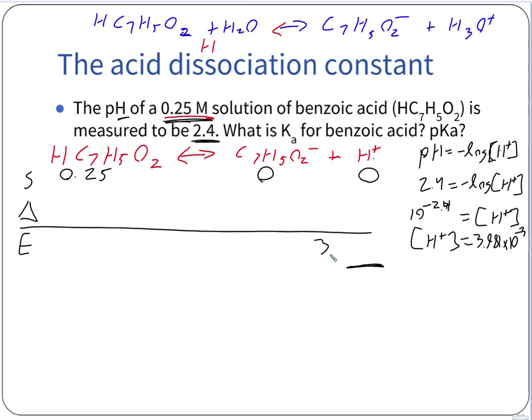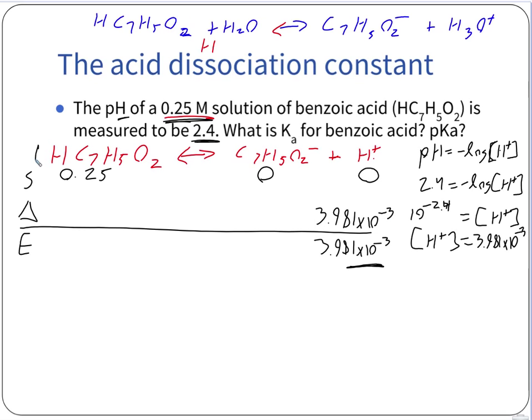So 3.981 times 10 to the negative third. Now that we know the hydrogen concentration started at 0 and ended up at 3.981 times 10 to the negative third, the change must be 3.981 times 10 to the negative third. All right, so now that we have that one here, we can figure out the other changes, because remember, those are in line with the mole ratios.